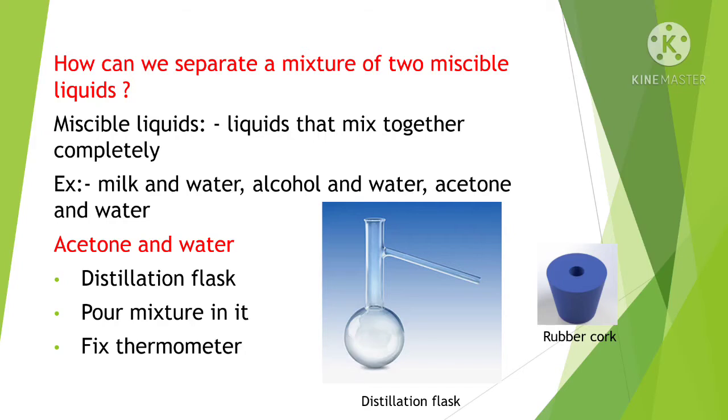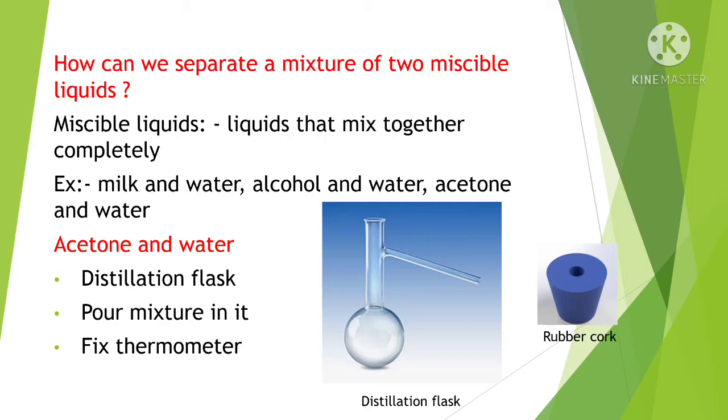Now our next topic is how we can separate a mixture of two miscible liquids. Do you remember what miscible liquids are? Yes, miscible liquids are those liquids that get mixed with each other completely. Means they get mixed together if we pour them in a single container, like milk and water. If you pour milk in water or water in milk, they both will get mixed with each other properly.